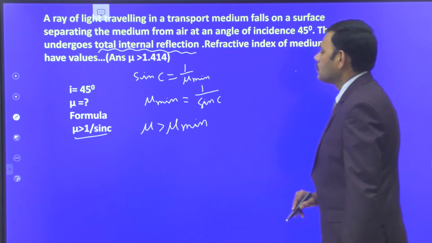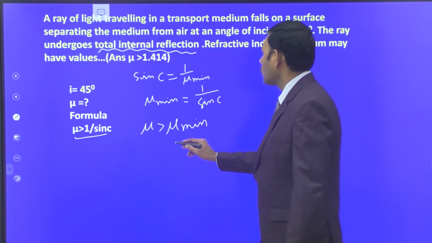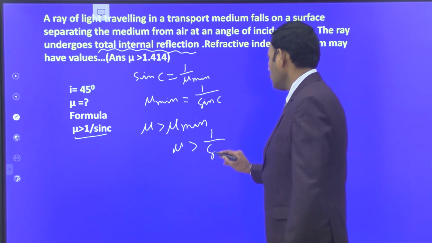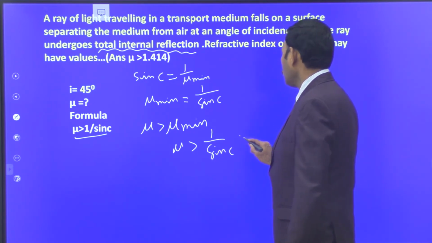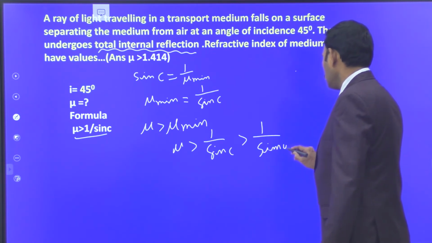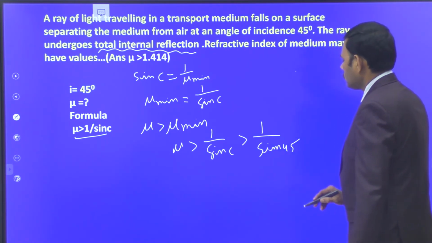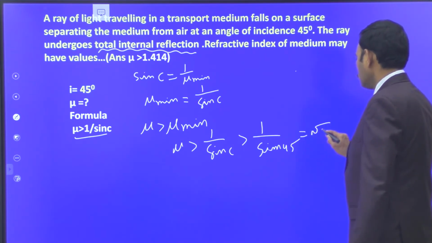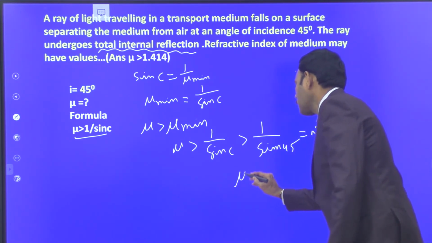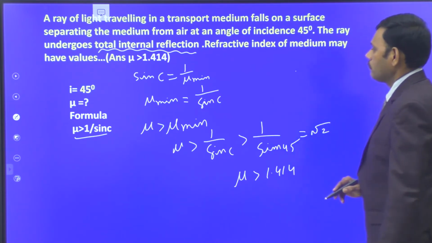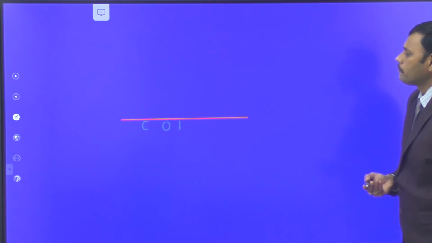So let us write the value. Mu greater than 1 by sin C means mu greater than 1 by sin 45, that is 1 by root 2 in the denominator. So it becomes root 2. Therefore, the refractive index must be greater than root 2, that is 1.414. So let us move on to the next problem.